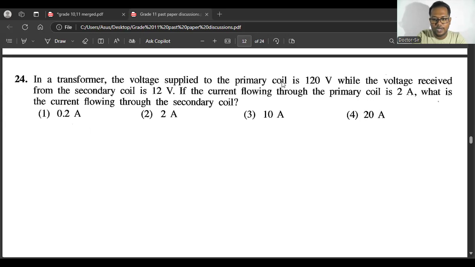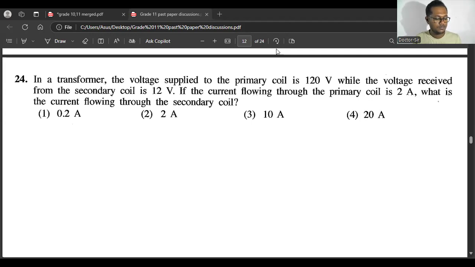Right. Now, super. You all sent the answers. So we will move on to the discussion part, how we can get the correct answer.